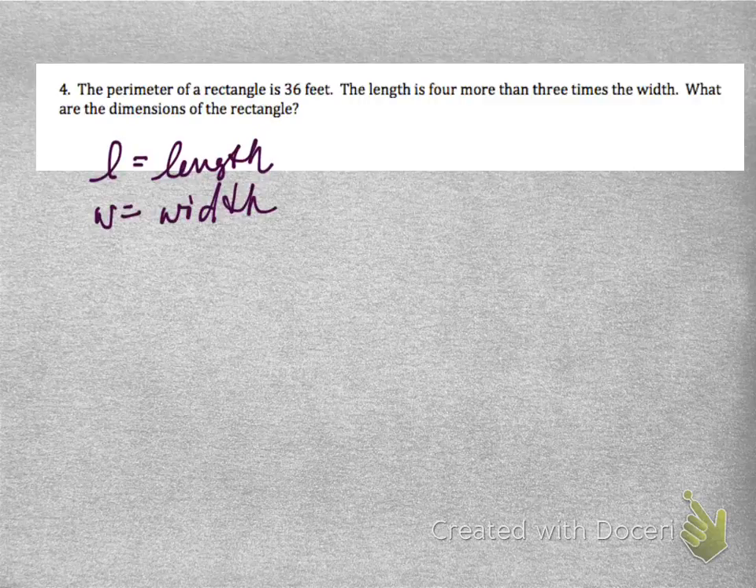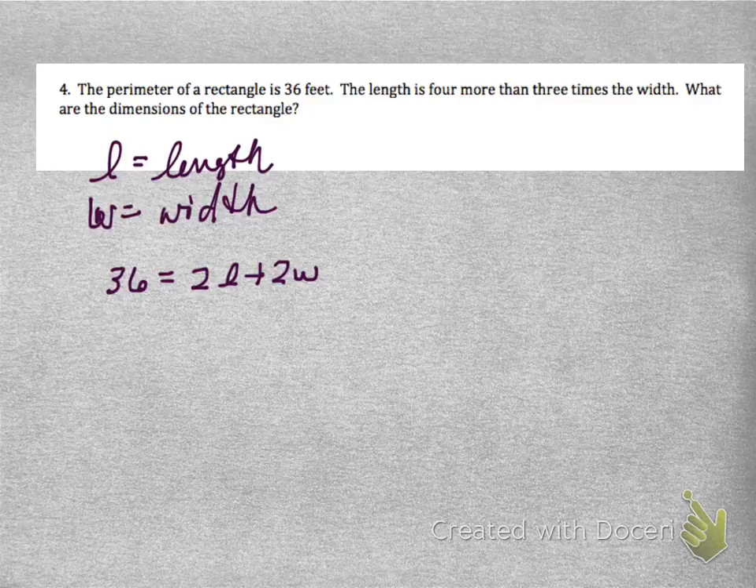And for the first equation, perimeter, I need to think about the perimeter formula of a rectangle. So the perimeter is 36, so that's equal to 2 times the length plus 2 times the width. Then the second equation is that the length is 4 more than 3 times the width, so that's L equals 4 plus 3W. And again, you can solve with any method, but this is nicely set up for substitution.